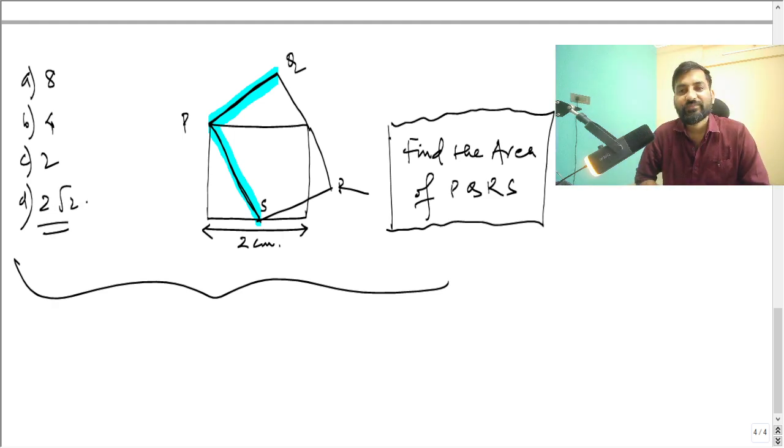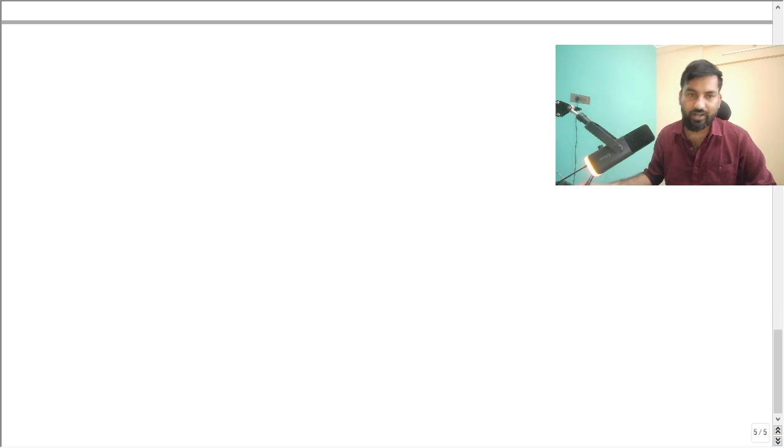So if you find two sides, then you can easily find the area of the rectangle. Remember, whenever this kind of problem is given and you are clueless, you have to use the concept of trigonometry. So what knowledge is required? Please remember that.